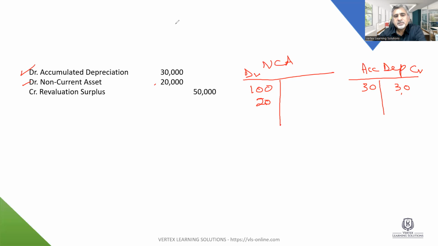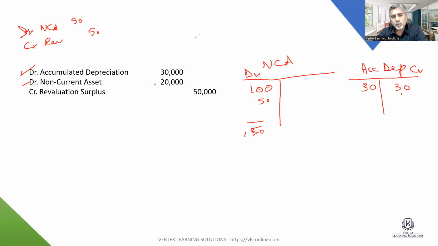You know what? In the beginning, I said that some students will say debit non-current asset with 50K and credit revaluation with 50K. That was wrong, because if I put 50,000 here, it will look like asset 150K. Asset never became 150. Asset was 100, now 120. How can you make asset 150?